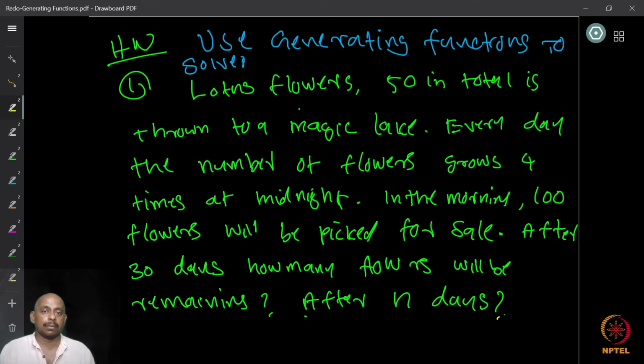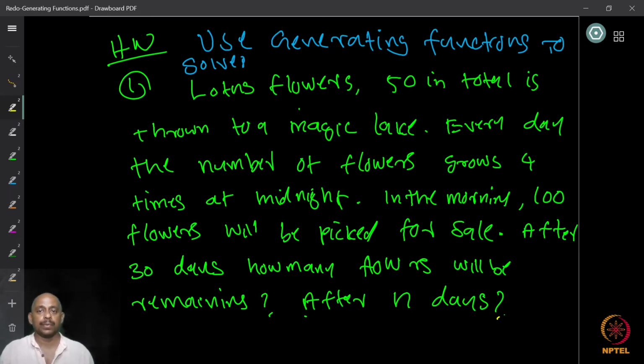Okay, so I will give you a couple of homework questions. Use generative functions to solve the following. So we have the following situation. There is a nice pond or a lake. Let's say it's a magic lake. This magic lake has this property.